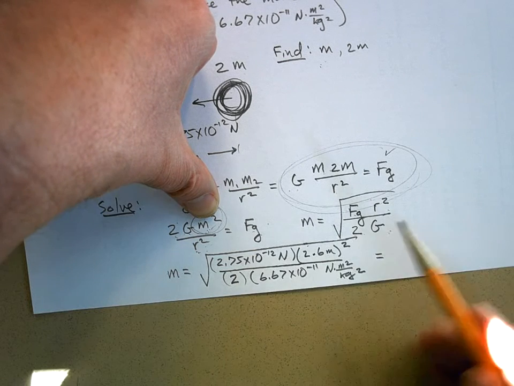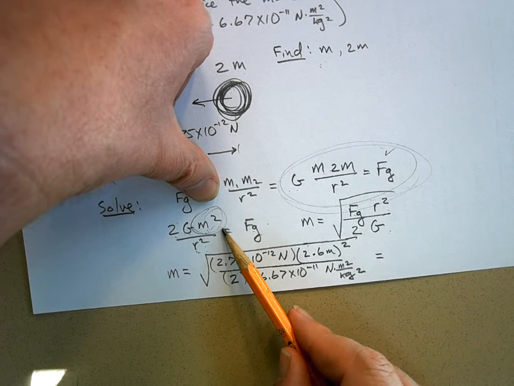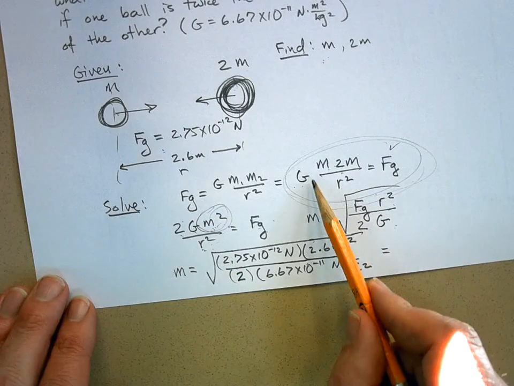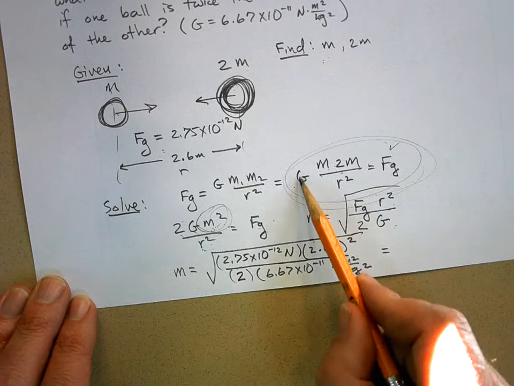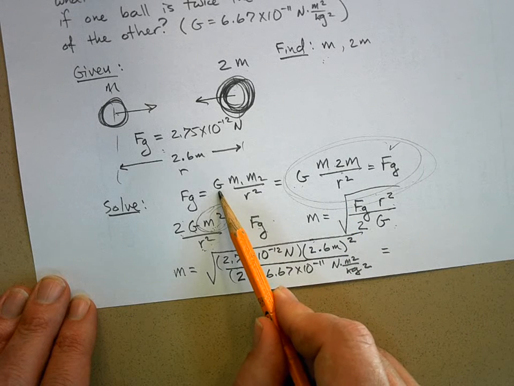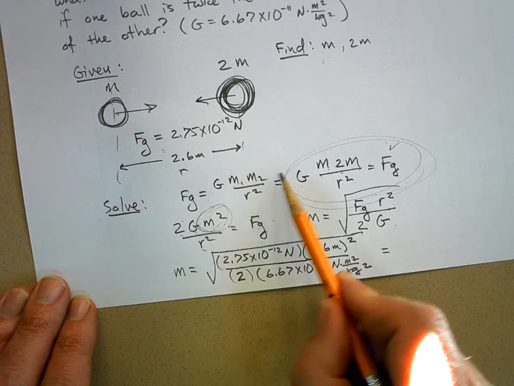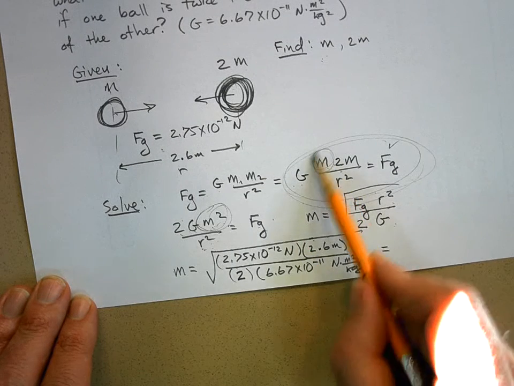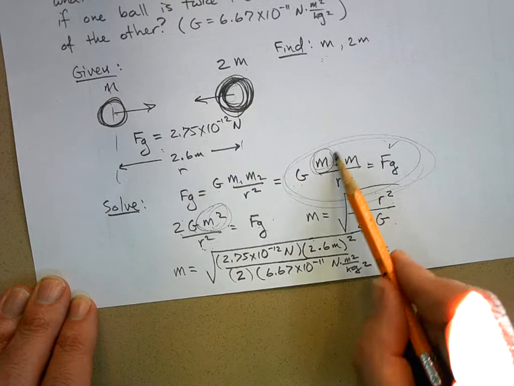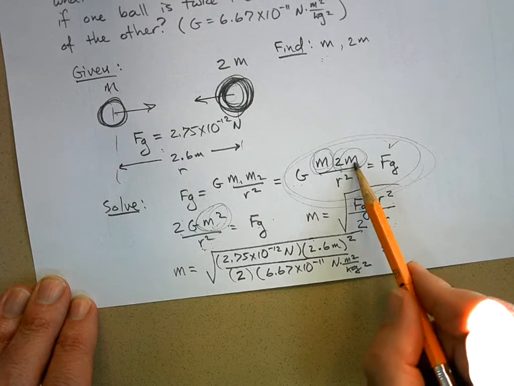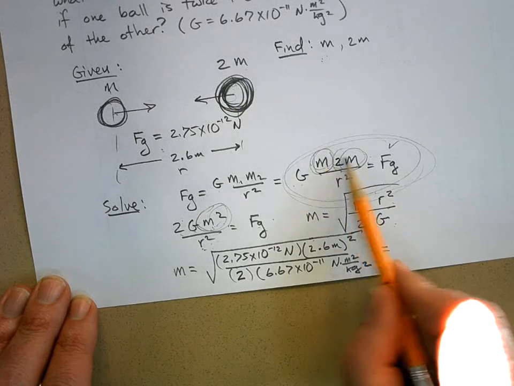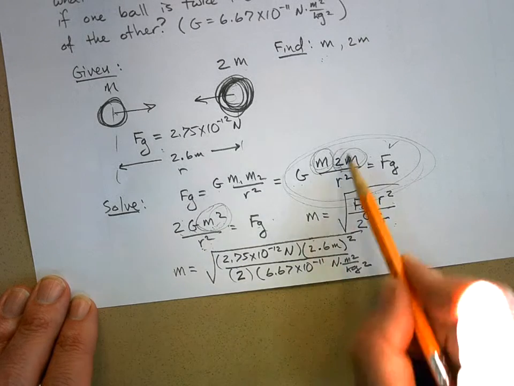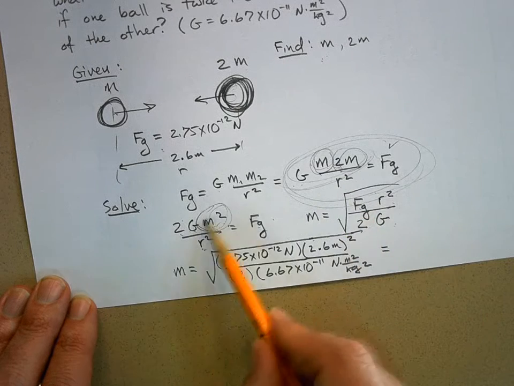How do I know it's m squared? Okay, look, we said the force of gravity is G times the mass of one object times the mass of the other object. Well, the mass of one object is m. The mass of the other object is 2 times m. Then I combine these together. What is m times m? M squared. And then I just put the 2 out in front of the G. I just rearranged this right here to get that.